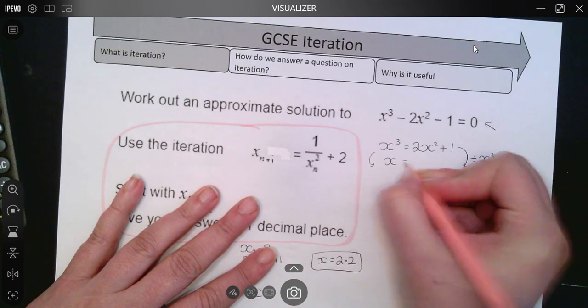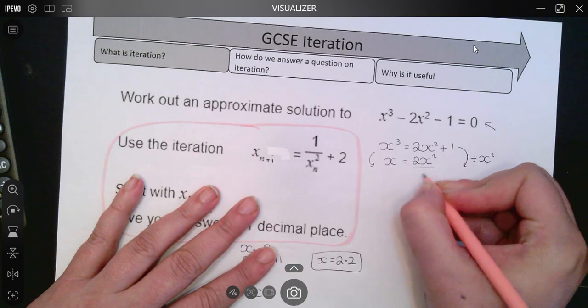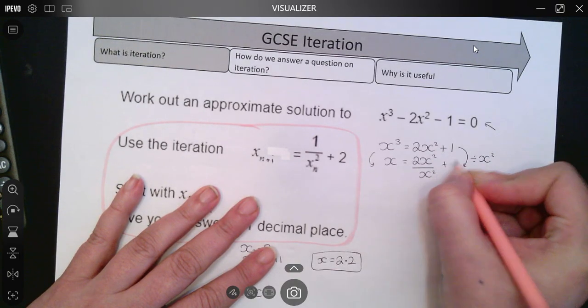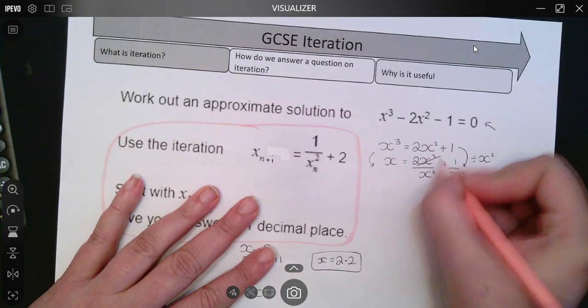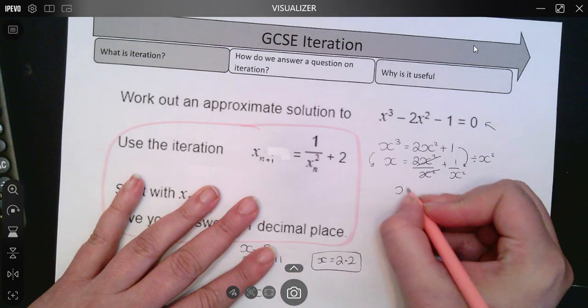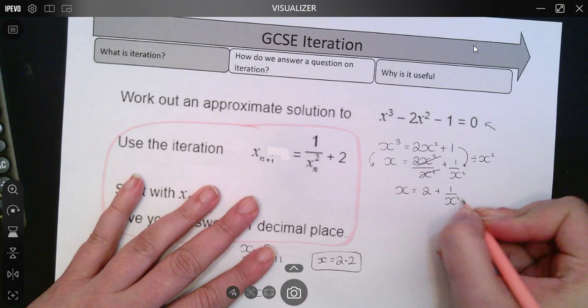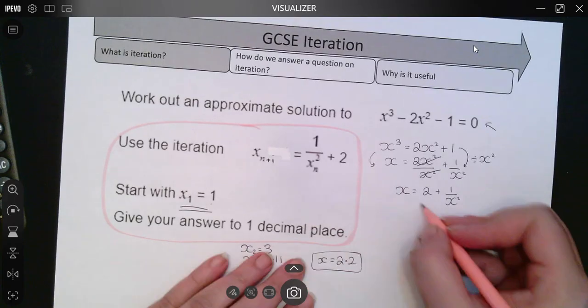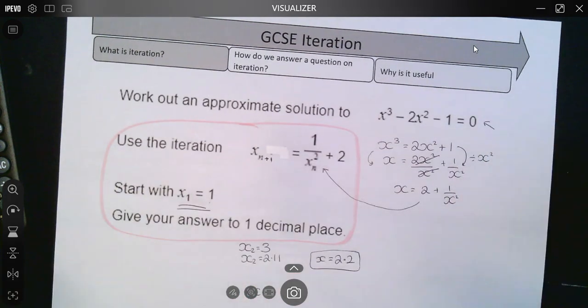So I'll divide that one by x squared, and I'll divide this one by x squared, and this one. Everything's been divided by x squared. The x squareds then cancel, leaving us with this. So this gets created into an iteration formula. So actually, iteration can be used to solve equations when they can't normally be solved.